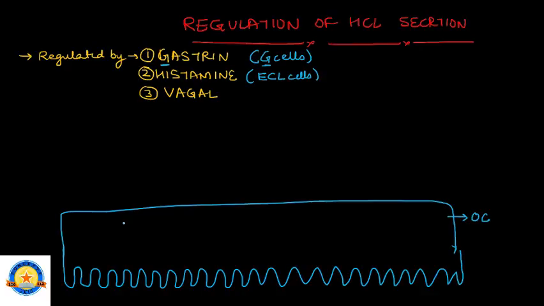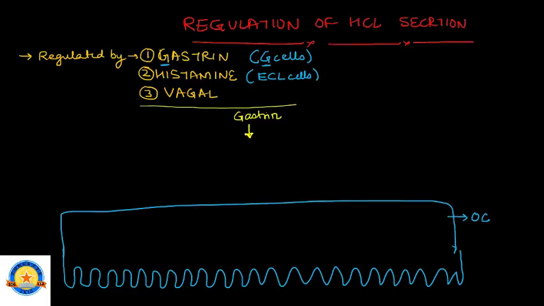Now there are certain receptors over here. Okay, I'll draw a different color. So first of all, we will learn this pathway. Wait, first of all, gastrin. Gastrin is secreted.